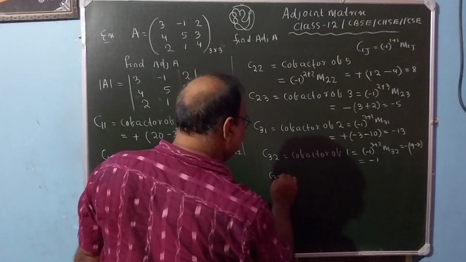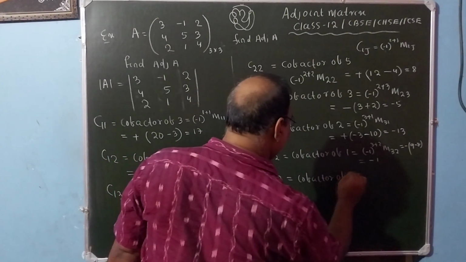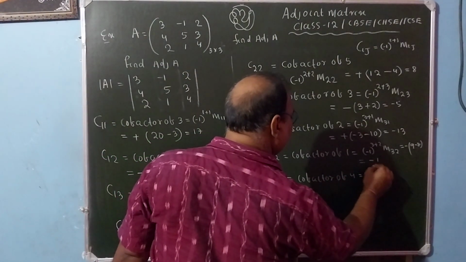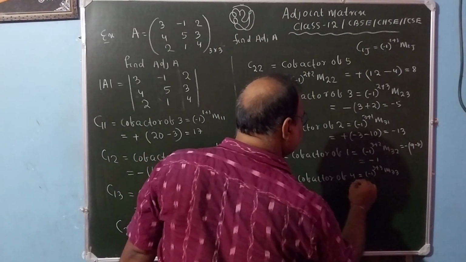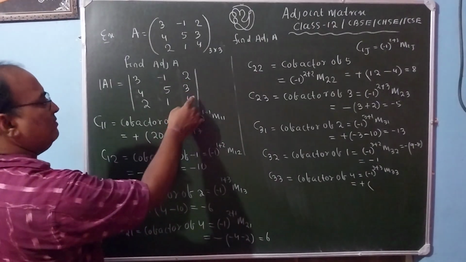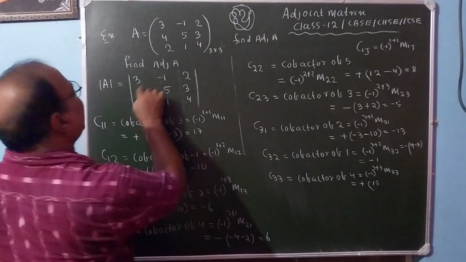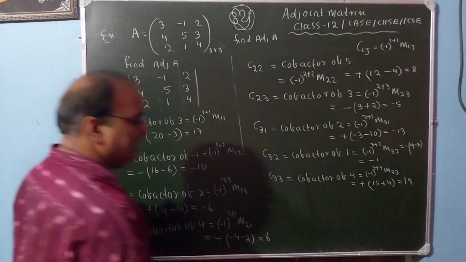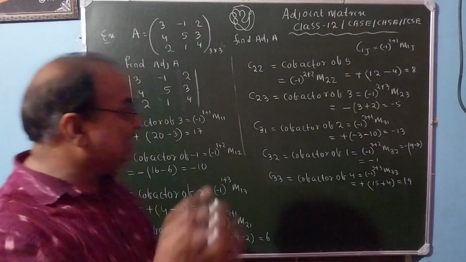Then C33 cofactor of 4. So here it is minus 1 to the power 3 plus 3 minor of 3 3. So here it is plus, minor of this element. You have to delete this column, this row. 3 into 5, 15. Here it is minus minus, it is plus 4. It is 19. Okay. Now cofactor of each element of third order matrix is obtained.